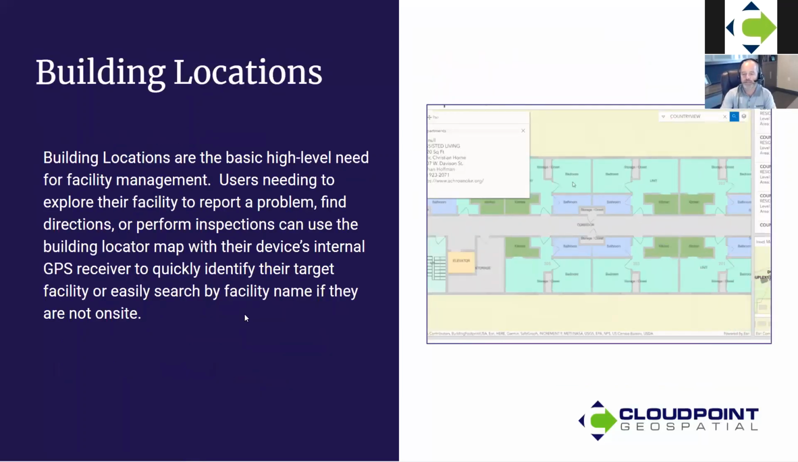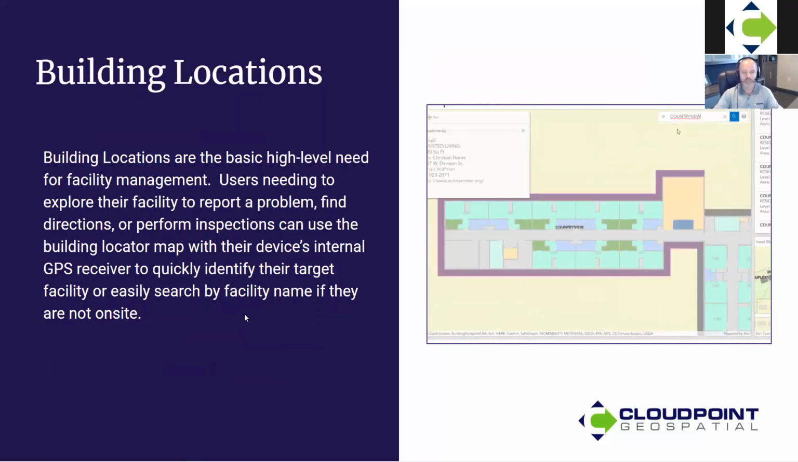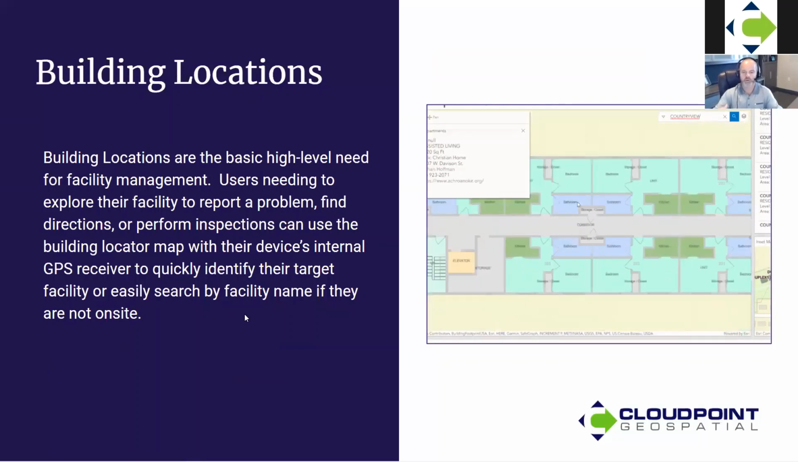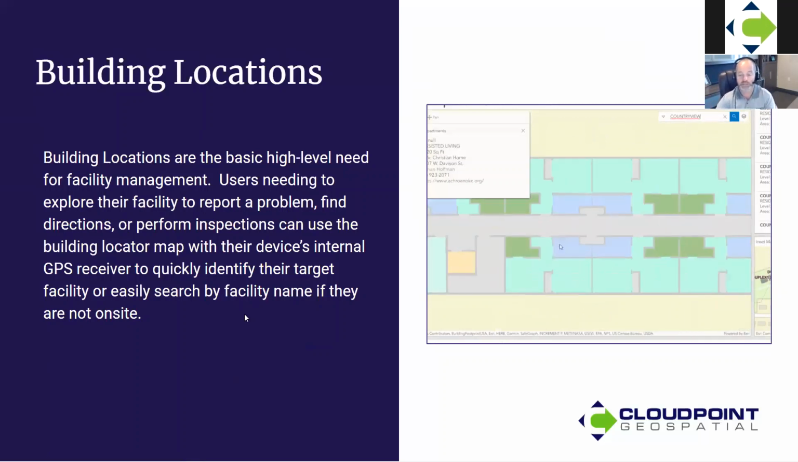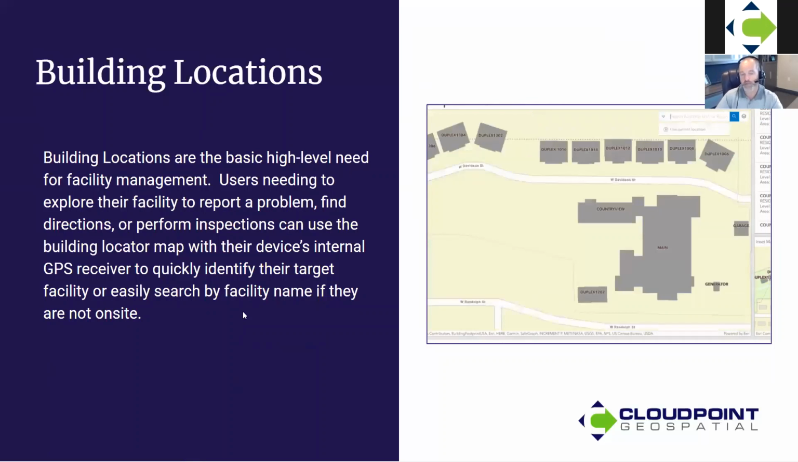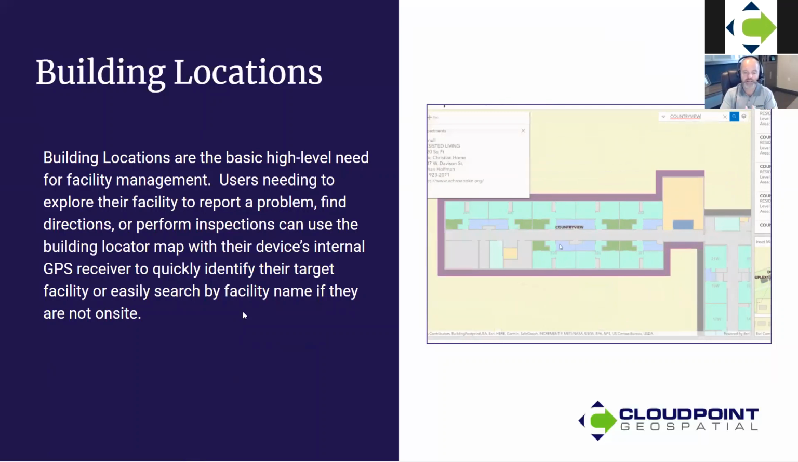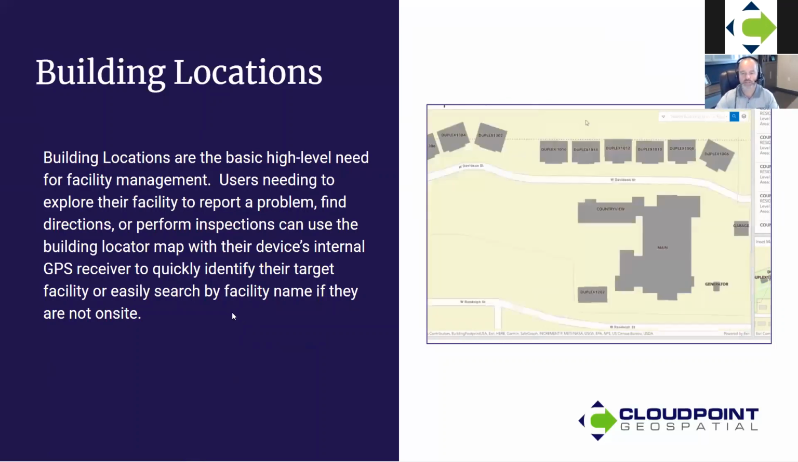So here we have an example with building locations. Building locations is like the highest level of facility management. What building am I talking about across this campus? What facility am I interested in? Here we just have a little sample of a building locator to be able to find the building that I'm interested in engaging with. You can use the map, and it'll interact with a GPS receiver in the mobile device. It can automatically, quickly identify which building you're in, or in this example on the right, we see it's selecting from a drop-down menu.